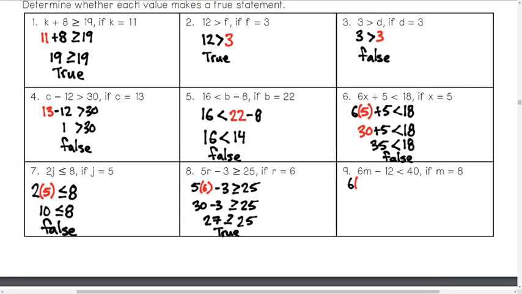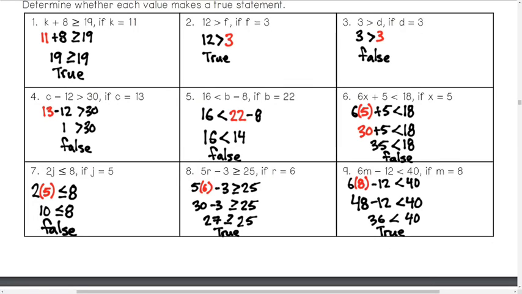Last but not least, we would have 6 times 8 minus 12 from our problem here. And if you worked through this, you would get 48 minus 12, and then you would get 36. And we would test it and see, is 36 less than 40? And if that is true, then we would write true. If it's false, we would write false.